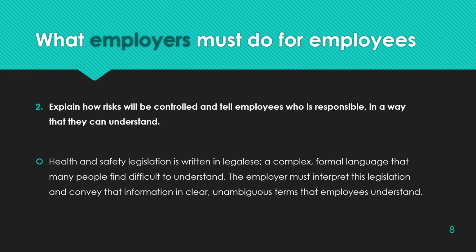Employers must explain how risks will be controlled and tell employees who is responsible, in a way that they can understand. Health and safety legislation is written in legalese, a complex formal language that many people find difficult to understand. The employer must interpret this legislation and convey that information in clear, unambiguous terms that employees understand.